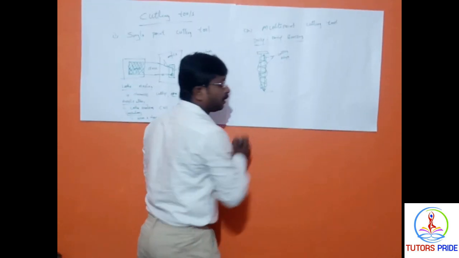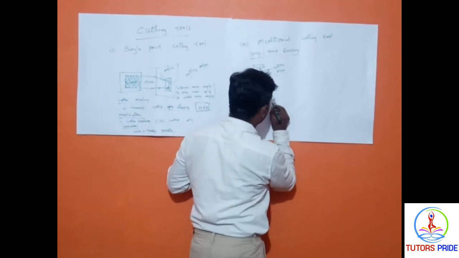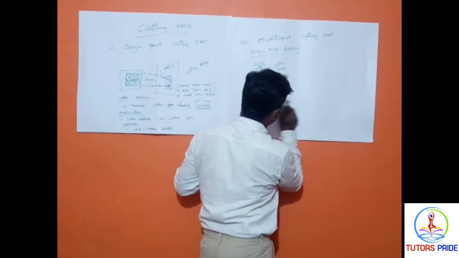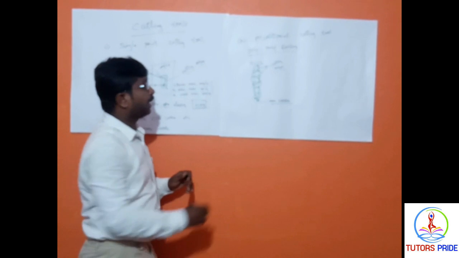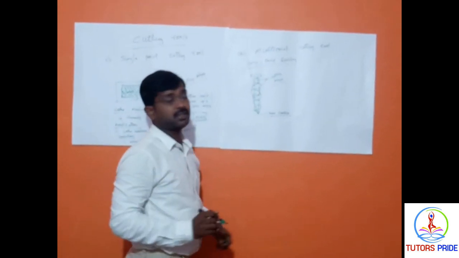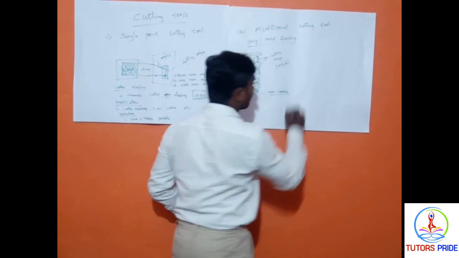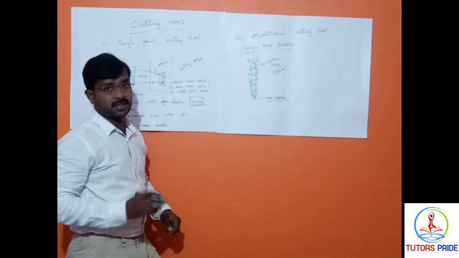This tip is manufactured with carbide, boron carbide or borax carbide. You can take any material. This is very important for the tip material, and these cutting edges are manufactured with HSS, high speed steel material, and we can also call them the cutting edges.